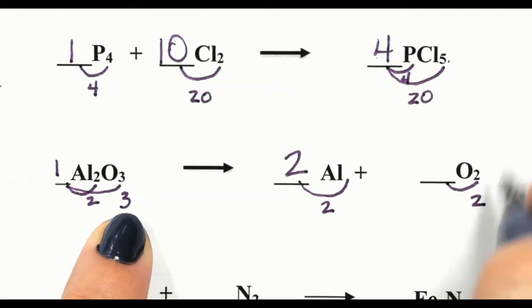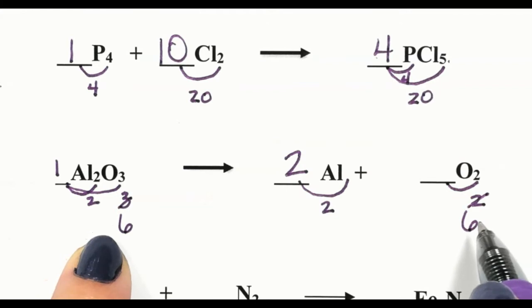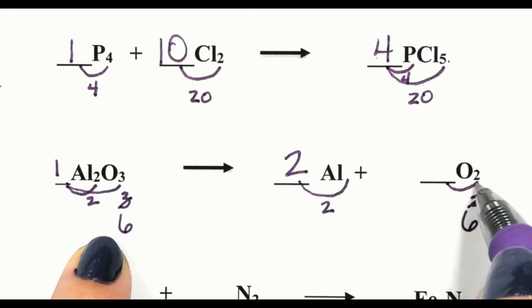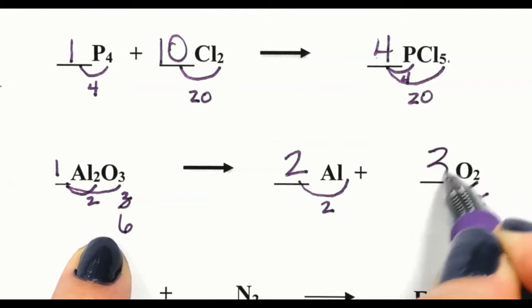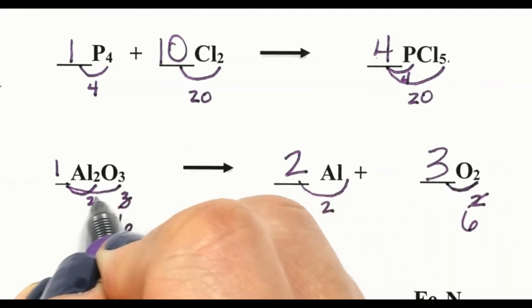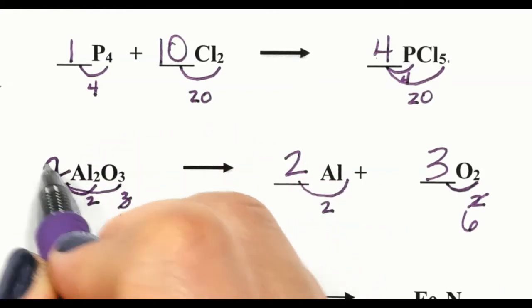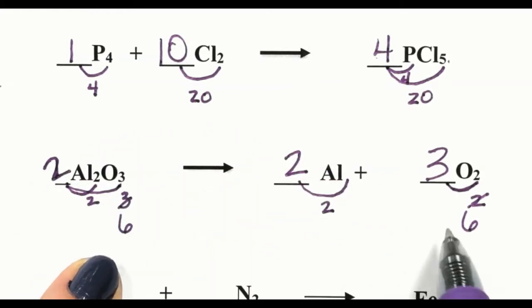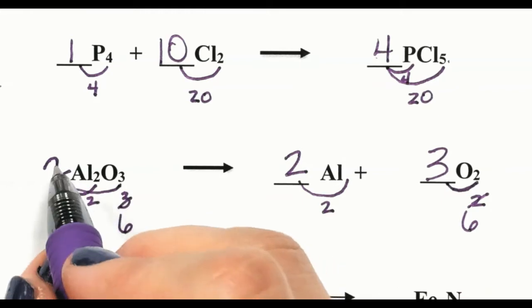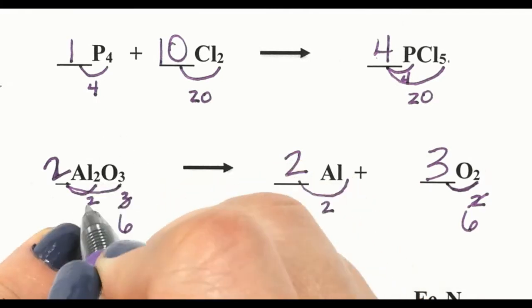So I want to make it to where I have 6 oxygens on both sides in order for them to be equal. So 2 times 3 would make this equal 6, and then 3 times, I'm going to change this to a 2 because 3 times 2 would make this a 6. So my oxygens are good, but when I put this 2 here, I modified the aluminum. So let's go back and take care of that.